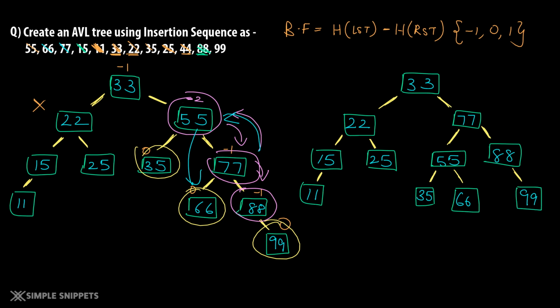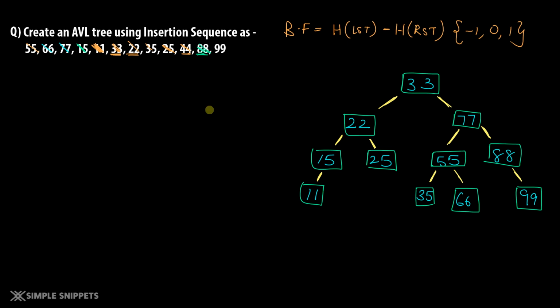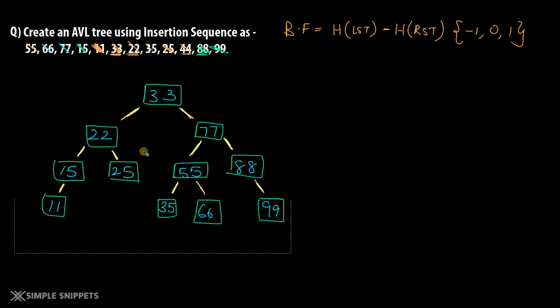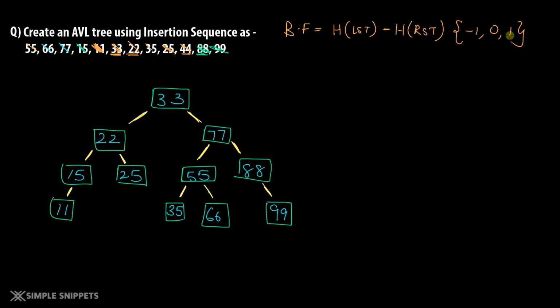And now this is where we found again our proper binary search tree, which is balanced, and hence it is considered as AVL tree. So this, my friends, is going to be the final answer. And again, if you want, you can calculate the balance factors, but it's going to be in this range itself from -1 to 1. And this is a proper AVL tree using this entire insert sequence.